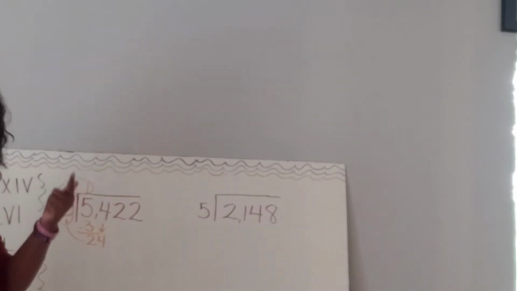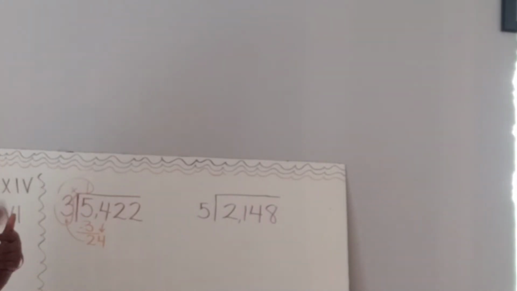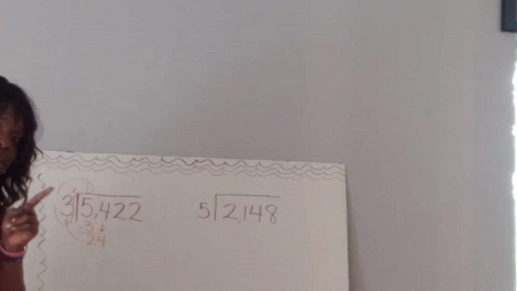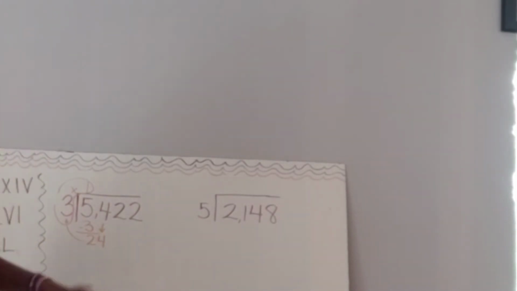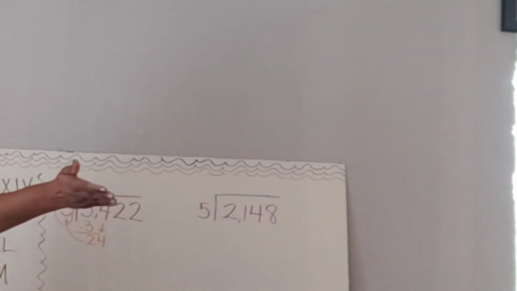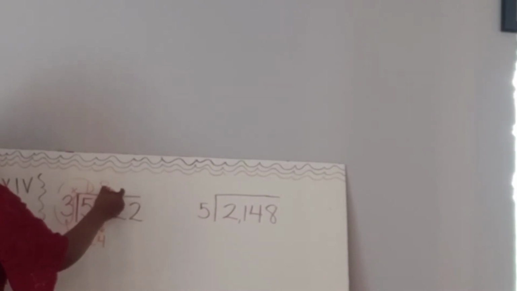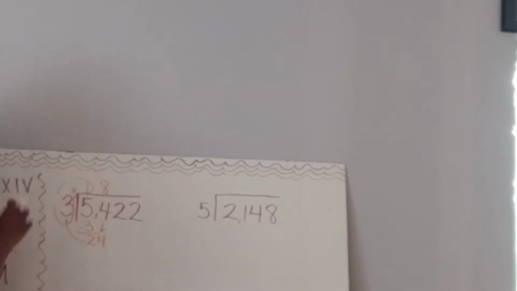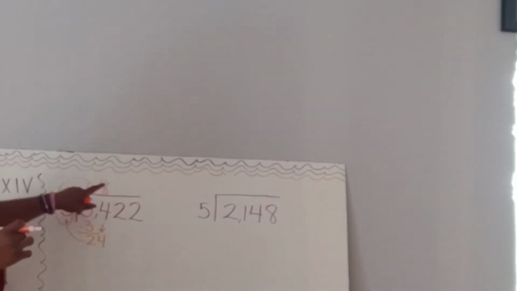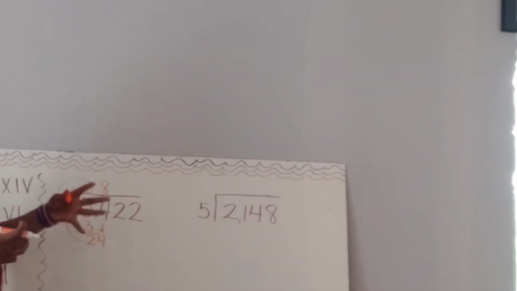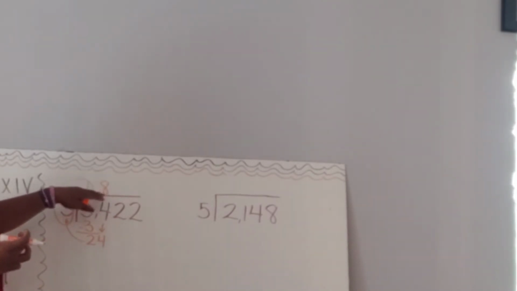So count by 3s until you say 24, or make 24 marks, circle every group of 3, or know your 3 division table, which you should. 24 divided by 3 equals 8. Very good. So then put the 8 on the top. My answer to my division always goes up top. That's where the quotient is. The quotient is always on top of the house.